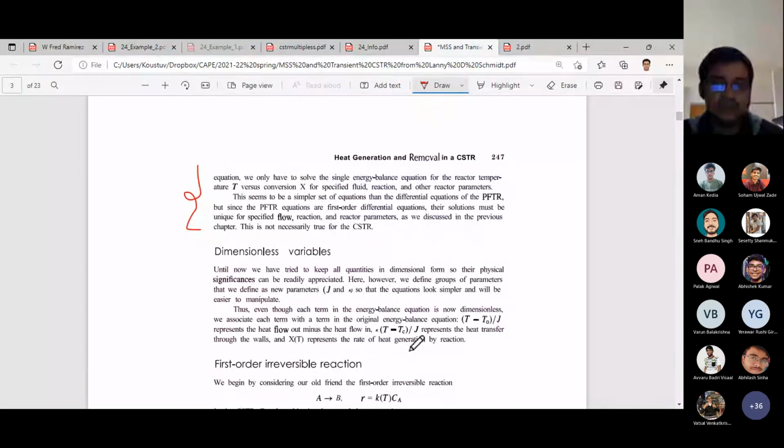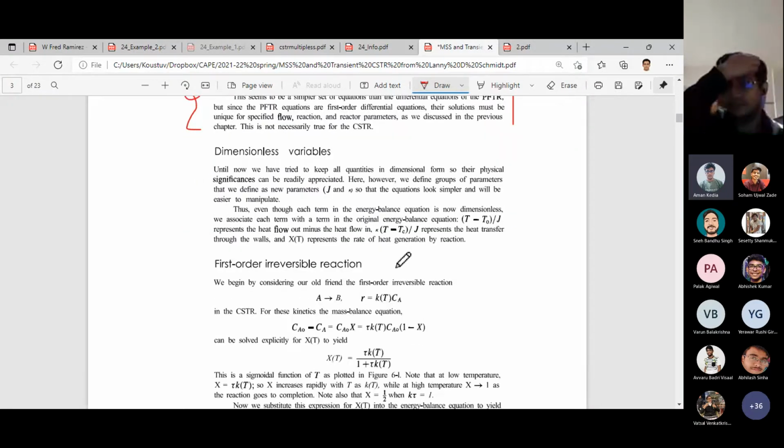So these lines, as I was asking you to read: in case of CSTR, you get very peculiar behavior. Unlike a PFR case, where there is a differential equation which will have a unique solution for specified reaction, inlet parameters and flow properties, in case of CSTR you may get different behavior. So that's the main task that we are doing here.